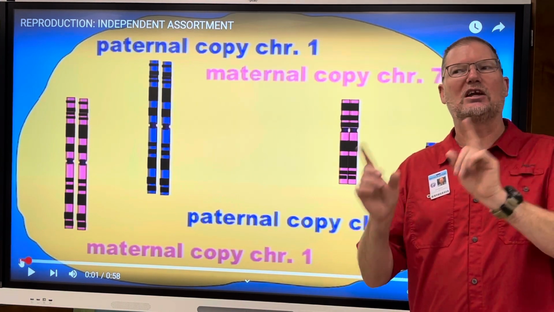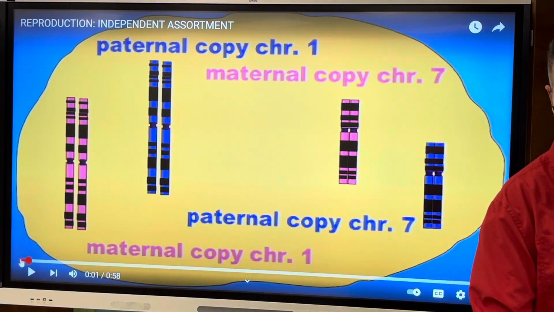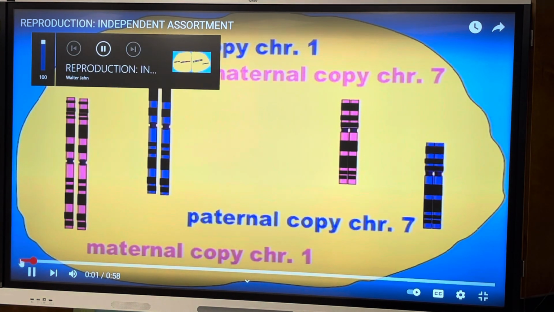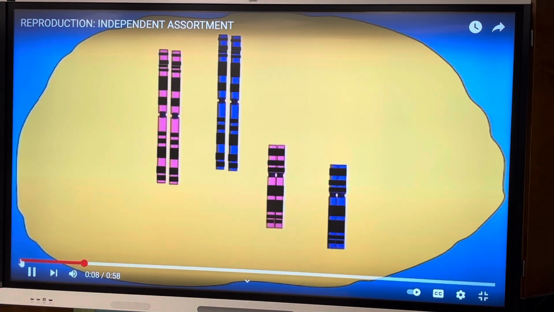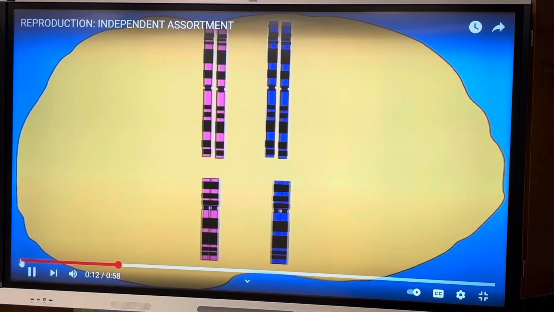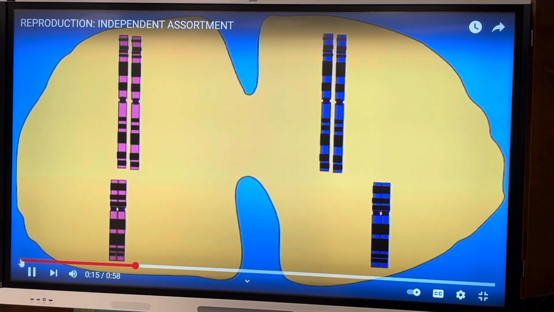They assort a different way both times. It's pretty cool. We are diploid. We have received one copy of each chromosome from each of our two parents. When we make gametes, the sex cells, our gametes will possess one of these copies, but not both. But our chromosomes assort independently.